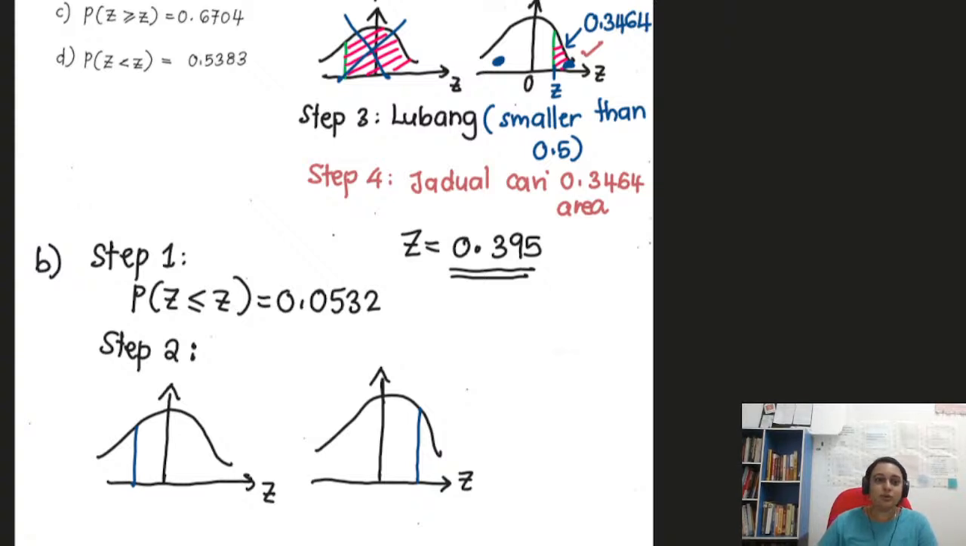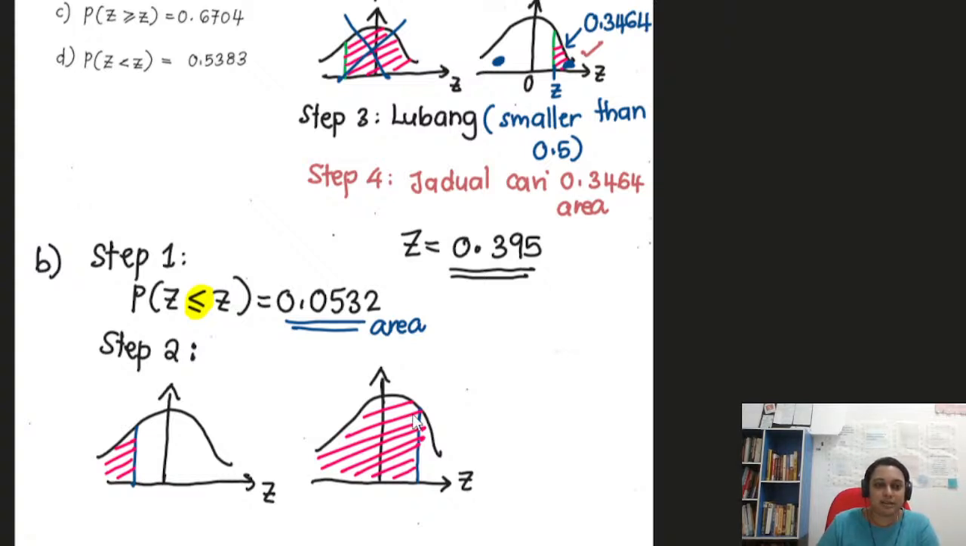Okay, now look at this. Lebih kecil is smaller than. Okay, if smaller than, you have to shade to the left, isn't it? Sebelah kiri macam ni. Going to the left. Okay, so which one is showing the area of 0.0532? Yang mana menunjukkan luas 0.0532.